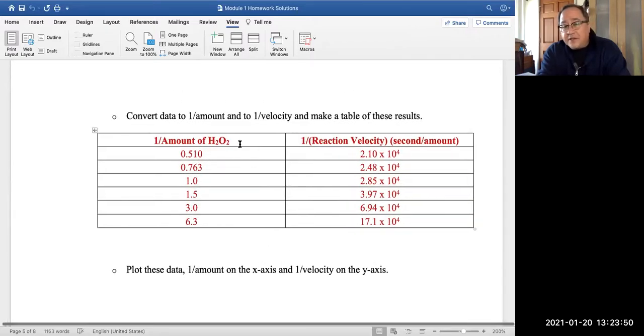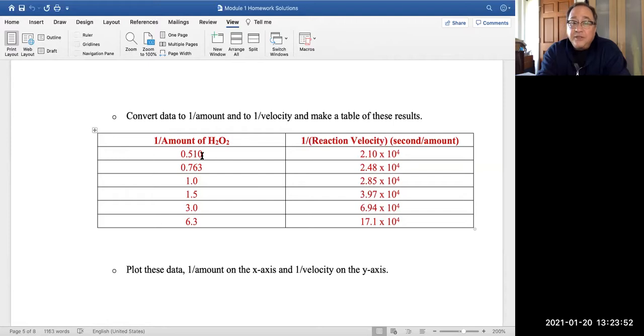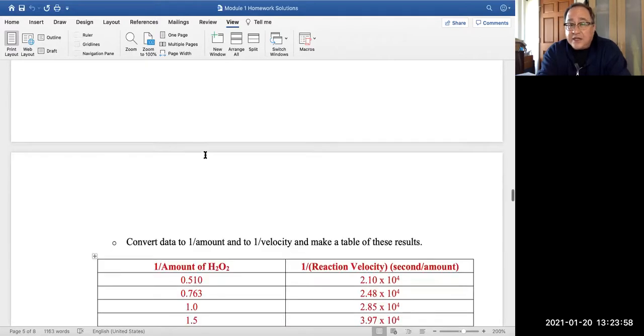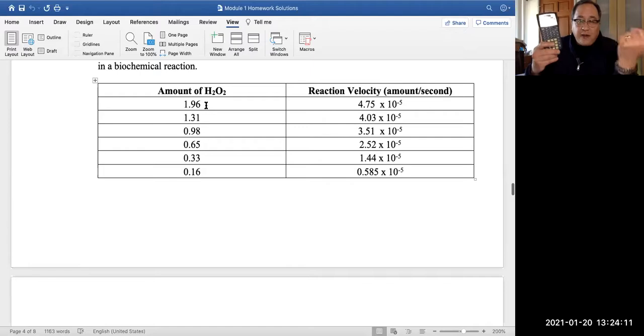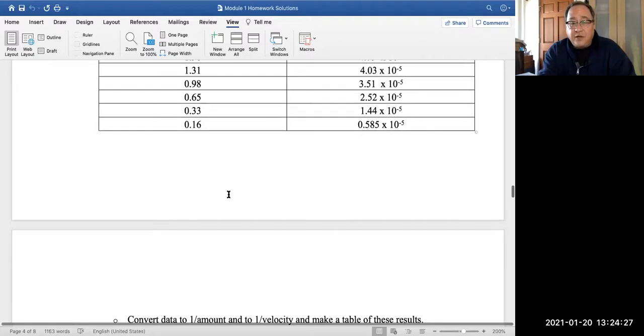Now, for the 1 over amount of H2O2, does everyone see the 0.510 to begin with? Let's go back to the other table, and you see that it is 1.96. So if you take your calculator, handy dandy calculator, this is the one I like. It's like $10 at Target, solar powered, never needs batteries. So if I take 1.96 and then take the inverse of that, I get 0.510. So that's the origin of the 0.510. Is everyone okay with that?